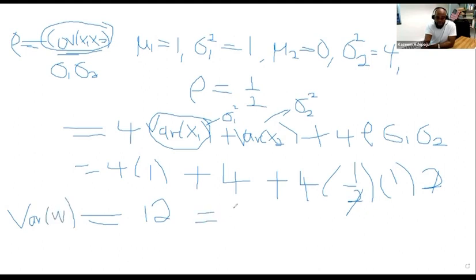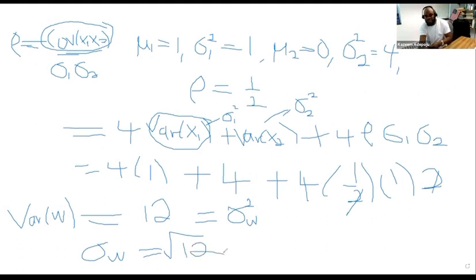So sigma squared W is equal to 12. The standard deviation of W is going to be the square root of 12. Now I've gotten what I need, right? The expected value of W is 2, the variance is 12, and the standard deviation is the square root of 12.